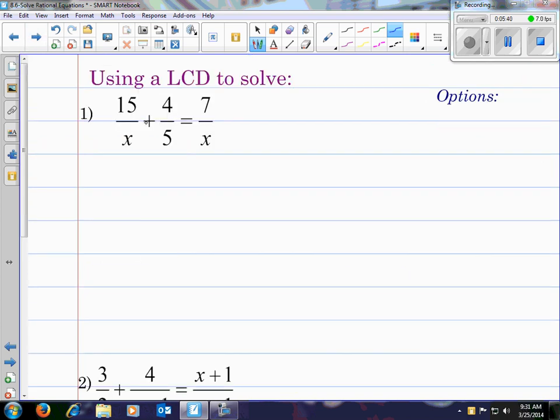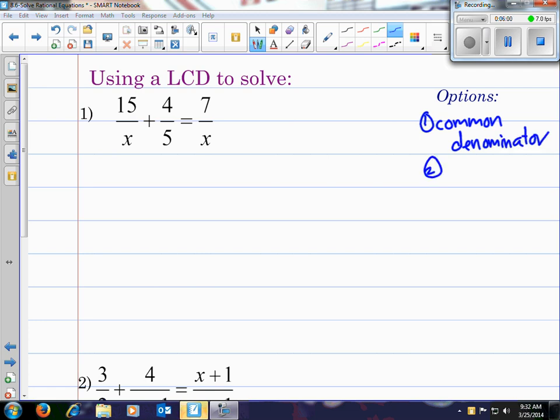Now we're going to do some where we have to find a common denominator on this side before we can cross multiply. Now remember that my options are to 1, find a common denominator, and then 2, find the least common denominator. It doesn't have to necessarily be the least common denominator, but remember we find the least common because that is easier in the end. So in this case we have 5 and x, and these won't break down anymore. So I'm just going to multiply this side by 5 over 5 so that I get 5x over here.